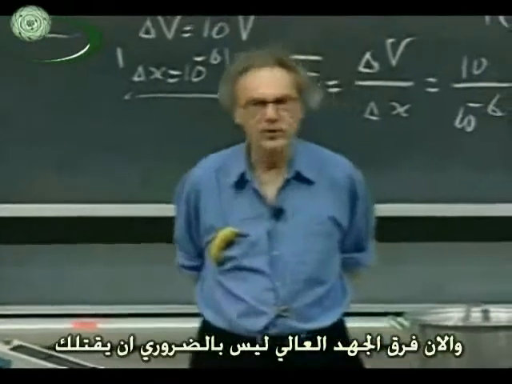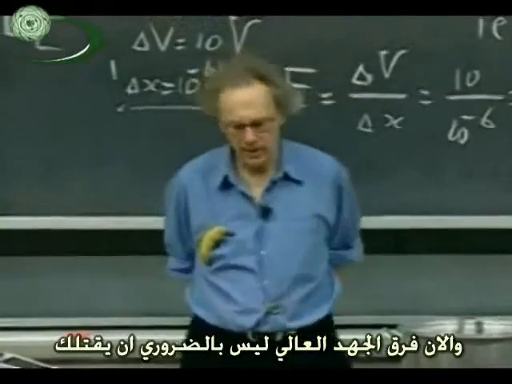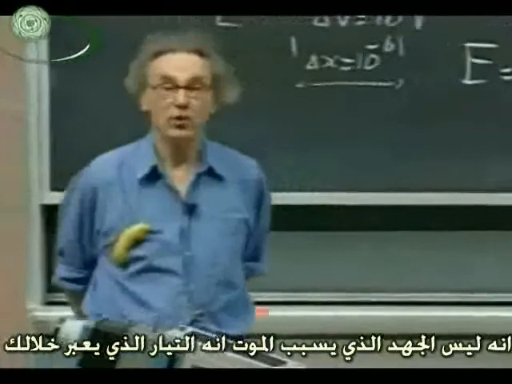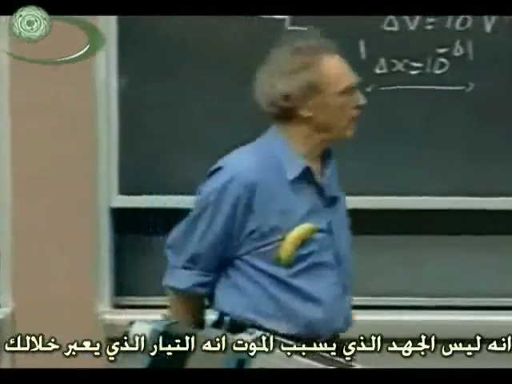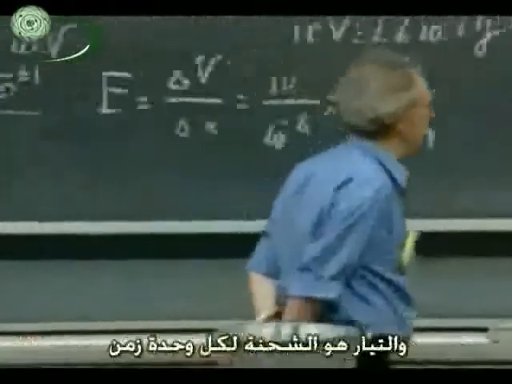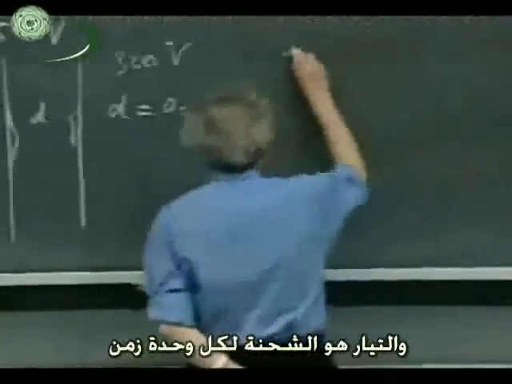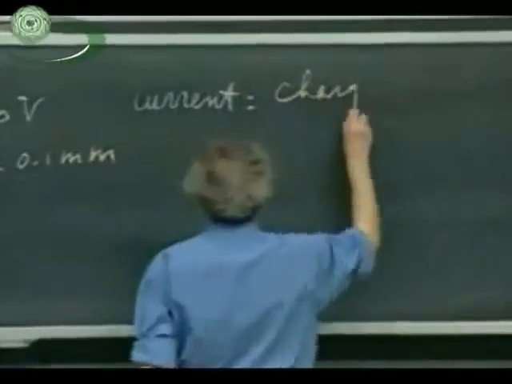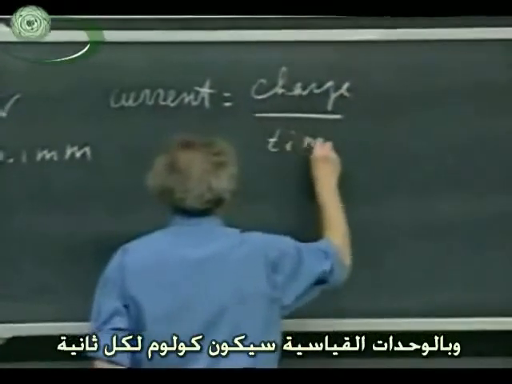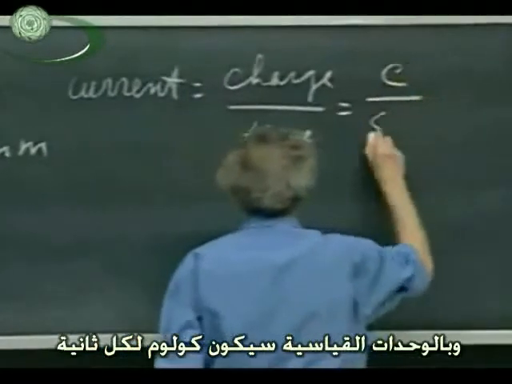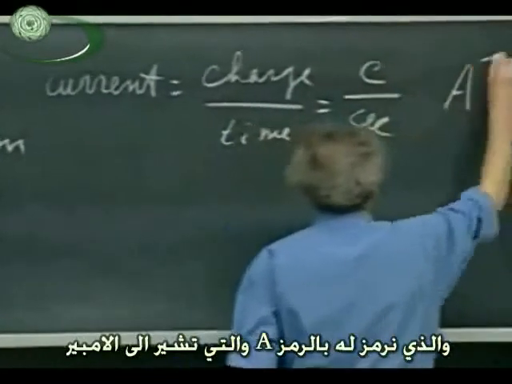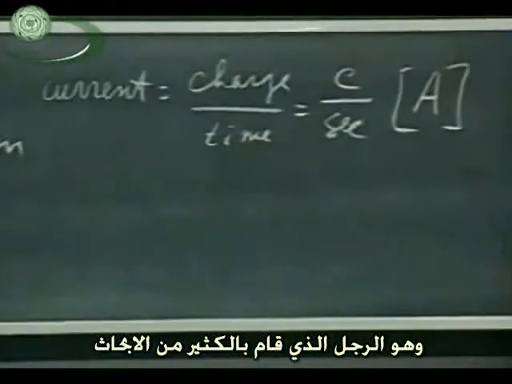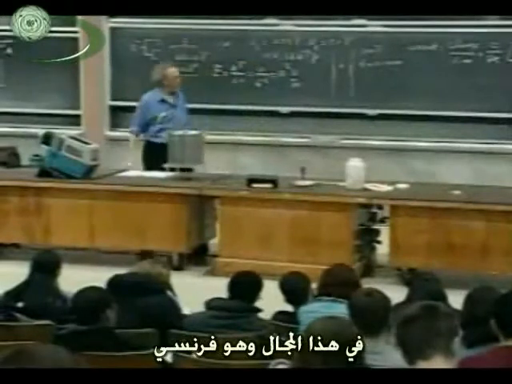Now, of course, high voltage alone doesn't necessarily kill you. What matters is not so much the voltage to get killed, but it's the current that goes through you. And current is charge per unit time. And so in SI units, it would be coulombs per second, for which we write a capital A, which stands for Ampere, the man who did a tremendous amount of research in this area, Frenchman.